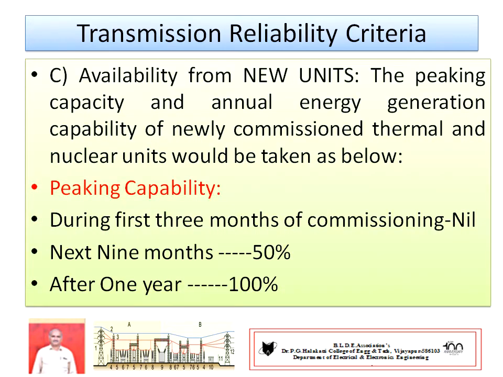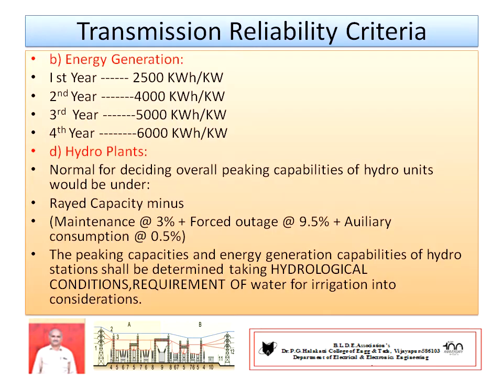Then C, availability from new units. The peaking capacity and annual energy generation capability of newly commissioned thermal and nuclear units would be taken as shown below. Peaking capability under this one, during the first 3 months of commissioning, nil. Next 9 months 50%. After 1 year it is 100%. B, energy generation. First year it is expected 2500 kilowatt hour per kilowatt. Second year 4000 kilowatt hour per kilowatt. Third year 5000. Fourth year 6000, and so on.